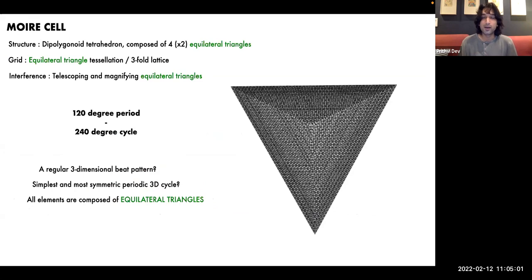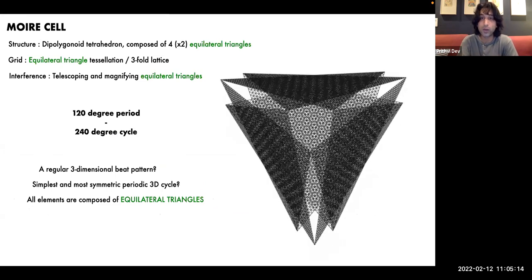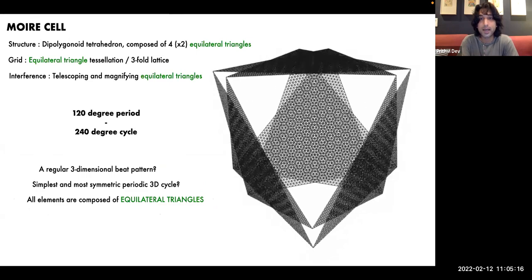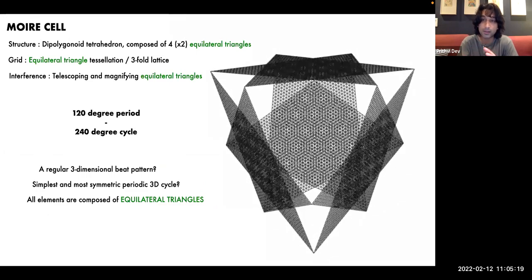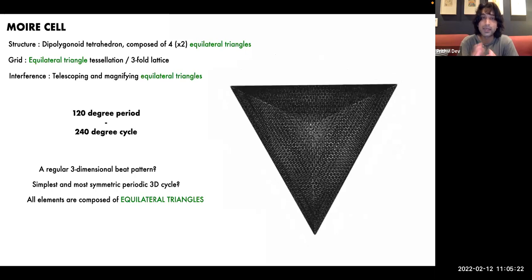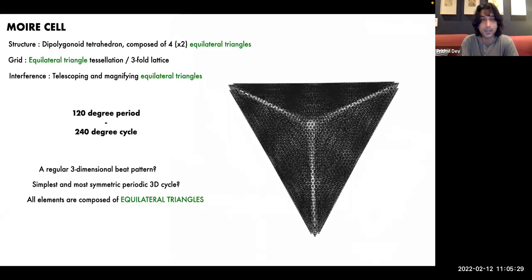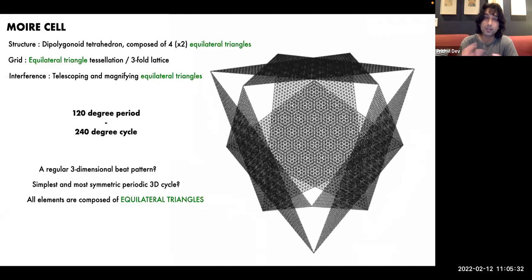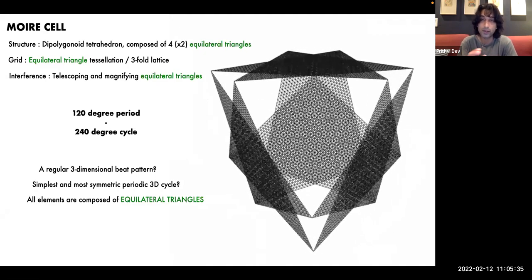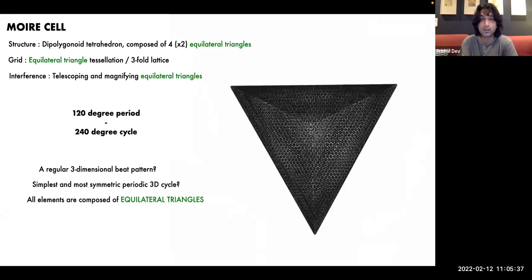Okay, so I began experimenting by building a couple of these structures, and here we have this Moire cell, which is basically the tetrahedron di-polygonoid expanding, and it has a 120-degree period. What that means is at 120 degrees, the Moire pattern completes a cycle and completes one period of the Moire pattern, and 240 degrees is where the structure expands and then contracts. So that's 240 degrees: 120 degrees is the expansion and 120 degrees is the contraction.